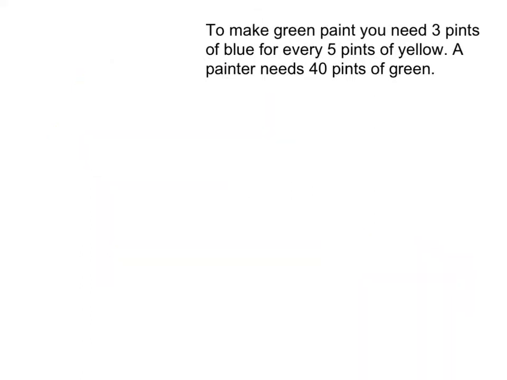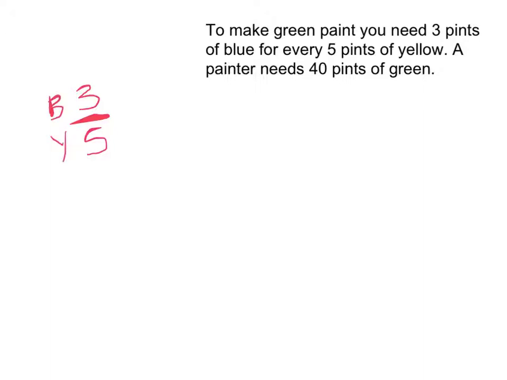So here's another situation. We know that to make green paint, you need 3 pints of blue for every 5 pints of yellow. And a painter needs 40 pints of green. We need to figure out how much paint he needs. Now, right off the bat, it looks like 3 pints of blue for every 5 pints of yellow is our ratio. So that would be 3 over 5, and that would represent blue and yellow.